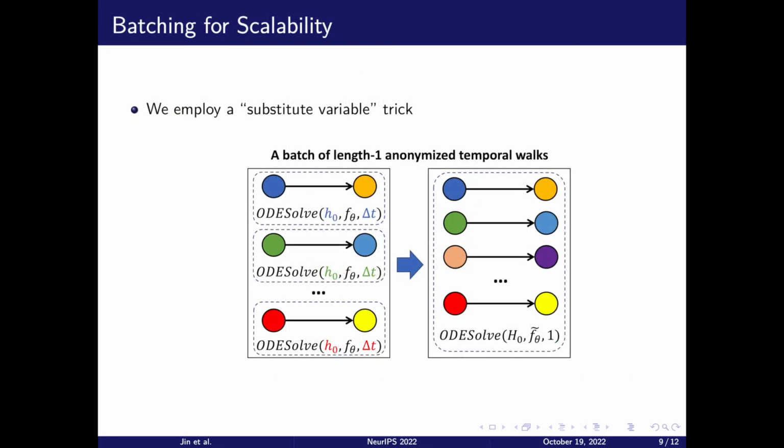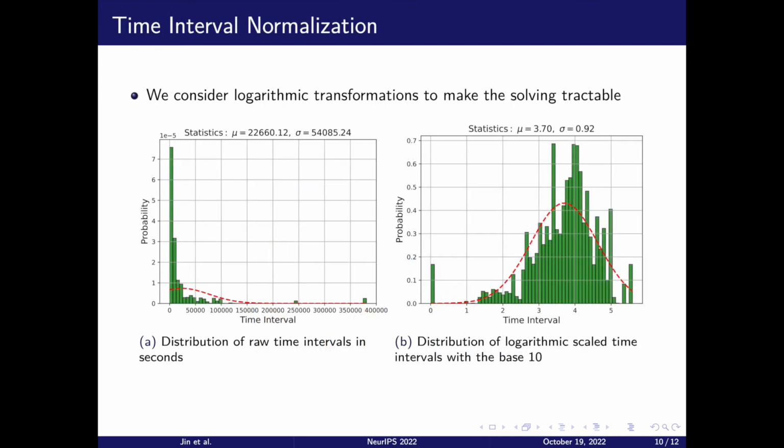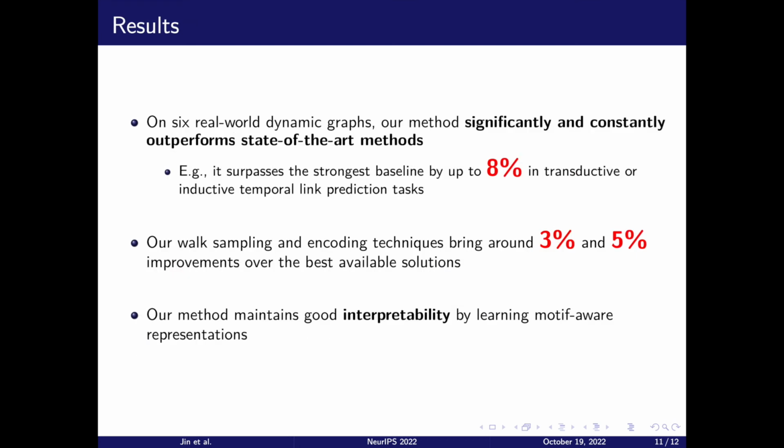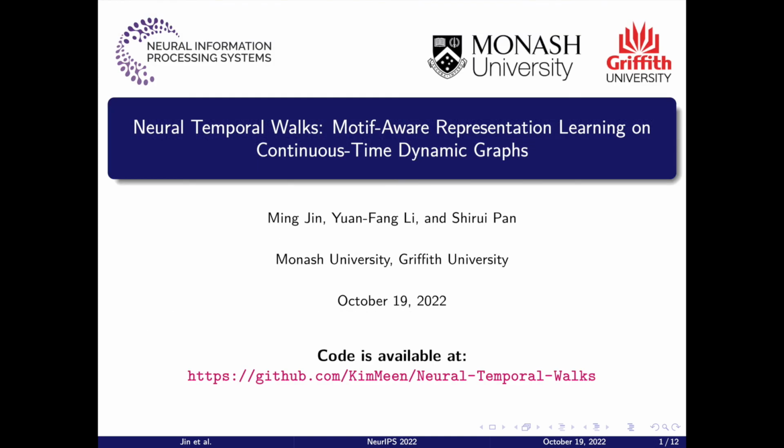To make the model tractable, we first overcome the batching challenge, which allows us to calculate the output state of multiple dynamic graph motifs with a single ODE solving, as shown in the figure attached. We then overcome the challenge of large time intervals in real-world scenarios with sample log transformations, which stabilize and ease the solving of the continuous evolution process. In a nutshell, our method significantly and consistently outperforms existing methods on dynamic graph learning, while also maintaining good interpretability by learning motif-aware representations. Our paper and code are now available with the link attached.